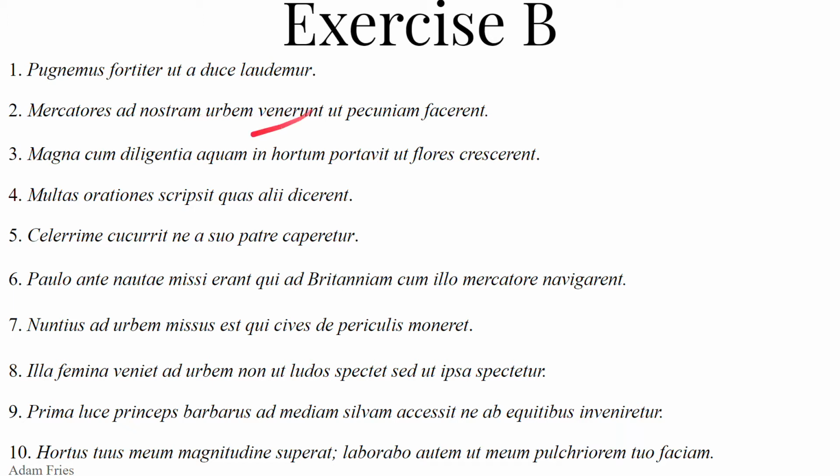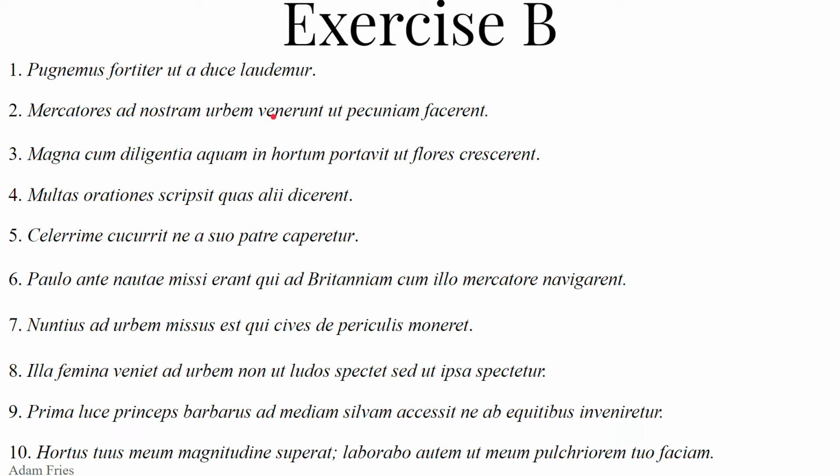Venerunt, venerunt. Third person plural. Venio, venire, veni, ventus. This is the perfect stem when there is a macron over this e, and also this e. But the macron over this e tells us it's perfect stem. Venerunt, third person plural, perfect tense. So the merchants came to our city.